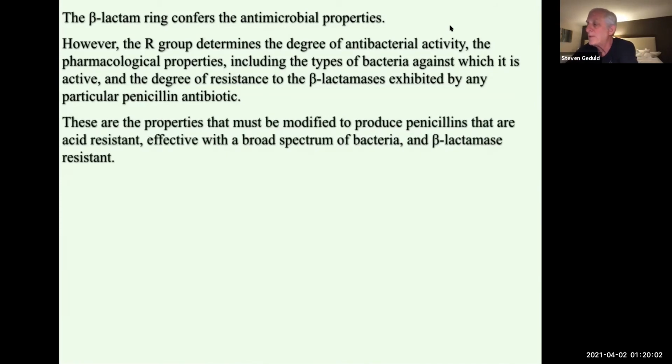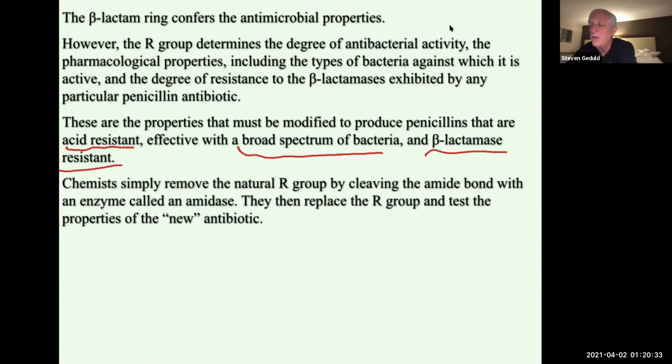There are properties that must be modified to produce penicillins that are acid resistant, so you can take them orally. It's so much more convenient to take a drug orally than to get an injection. In fact, you want a broad spectrum rather than just gram-positive bacteria. You want to affect gram-negative bacteria, spirochetes, all the different kinds of bacteria that you can. And beta-lactamase resistance: you want to make sure the bacteria are not resistant to the antibiotic you're using.